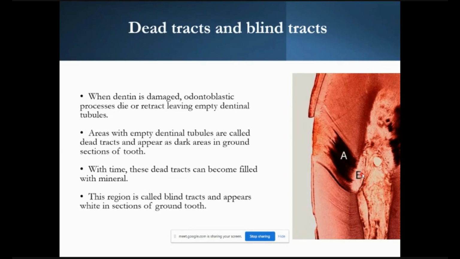Sometimes there is a mineral deposition to protect these dentinal tubules, and that is called sclerotic dentin, which I told you just now. These are called blind tracts, and they appear whitish in color in the ground section. So that's the difference between a dead tract and a blind tract. This is nothing but the sclerotic dentin.